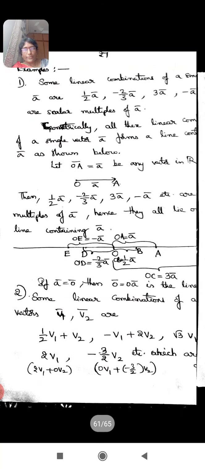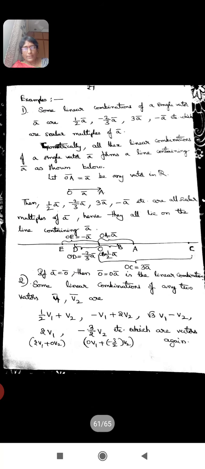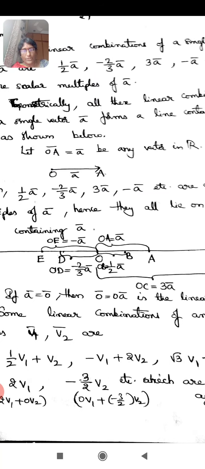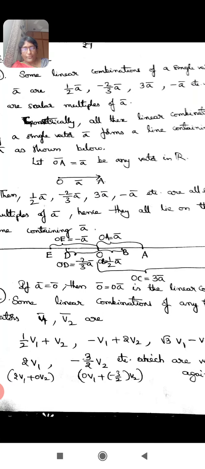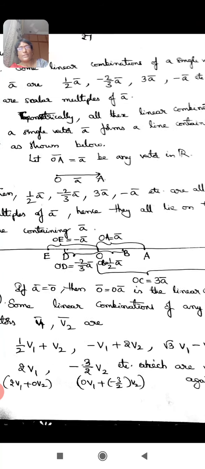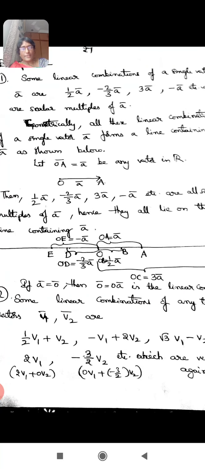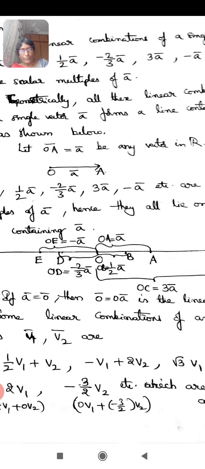Now moving on to the next example. In example 2, I want to take two vectors, any two arbitrary vectors, which I have taken here as v1 and v2. There can be an infinite number of linear combinations of v1 bar and v2 bar, because with varying scalars we can have so many linear combinations. Just to show you geometrically how these vectors look, I want to take a few of them.